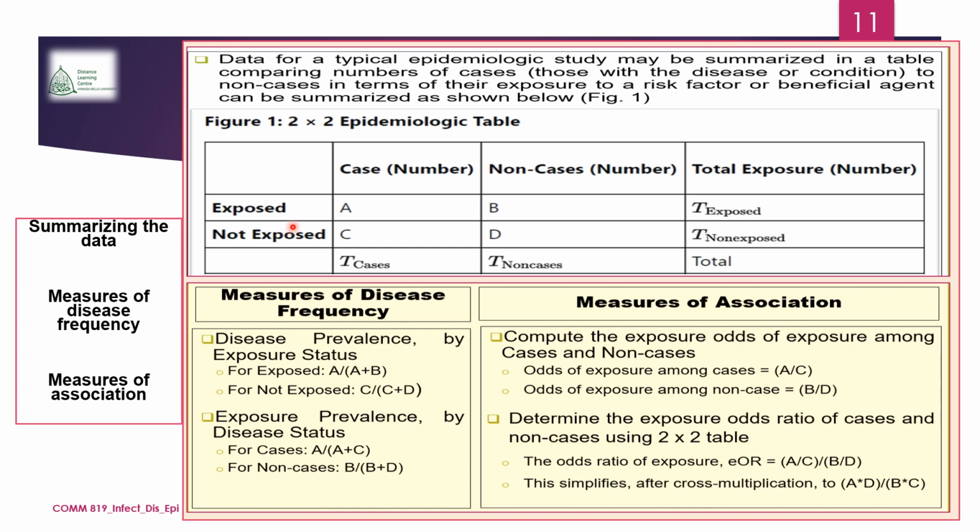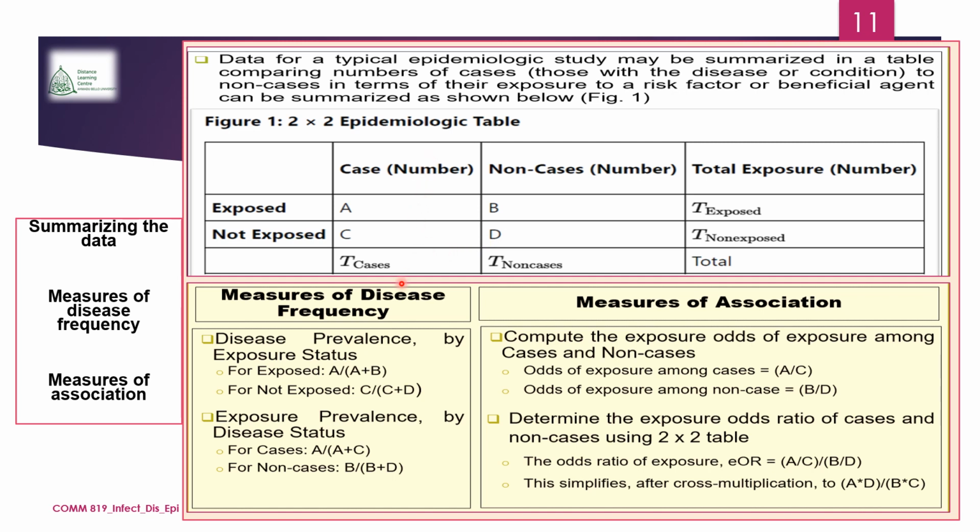Based on those that are exposed, how many of them develop the disease, the case, which is your A? Then how many of them do not develop the disease, which is your B? Then for the not exposed, which is your control group, how many of them develop that disease, your C, and how many did not develop the disease, which is your D? So you have A, B, C, D.